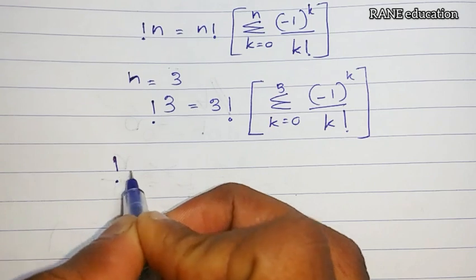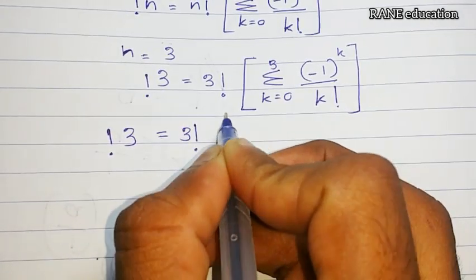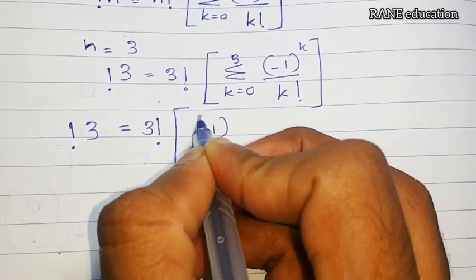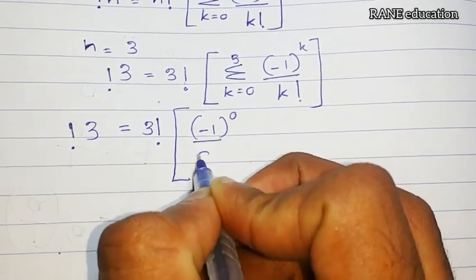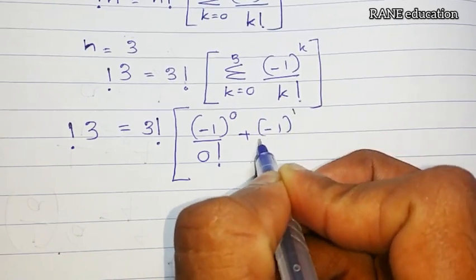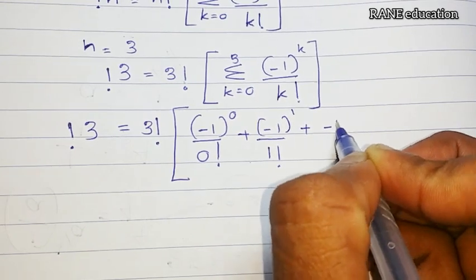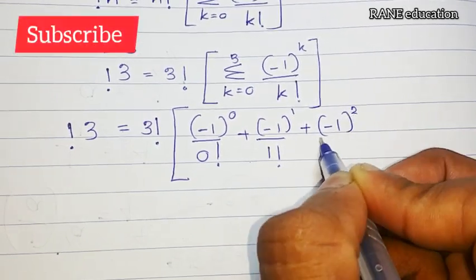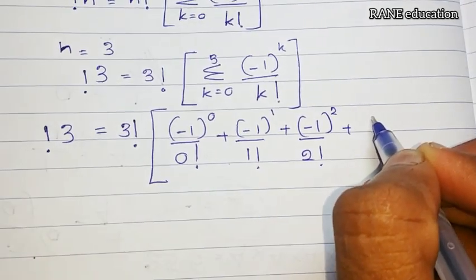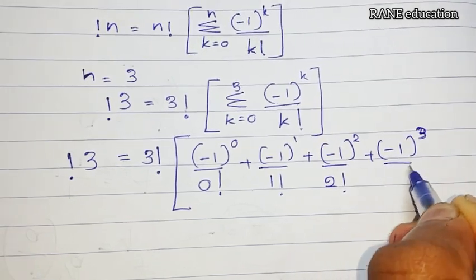Subfactorial 3 equals factorial 3 times. In this case, we get k values 0, 1, 2, 3: minus 1 to the power of 0 divided by factorial 0, plus minus 1 to the power of 1 divided by factorial 1, plus minus 1 to the power of 2 divided by factorial 2, plus minus 1 to the power of 3 divided by factorial 3.